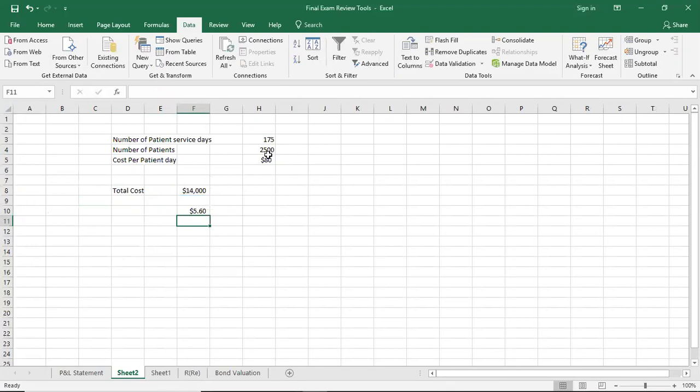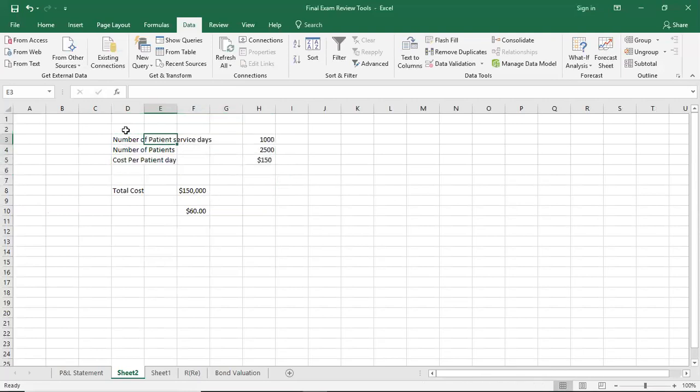Let me change some of these numbers so that we get a little bit better example here. I'm going to change this number here to 700. That's a little bit better. I'm going to change this number to $150. I'm going to make these numbers like this, just so that the numbers come out a little bit better for us.